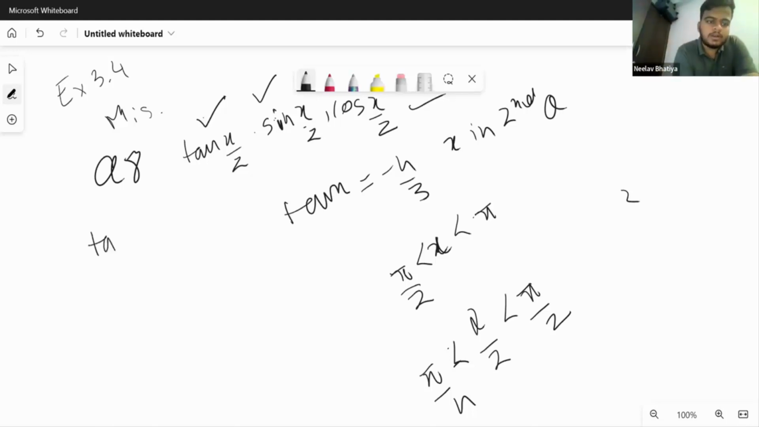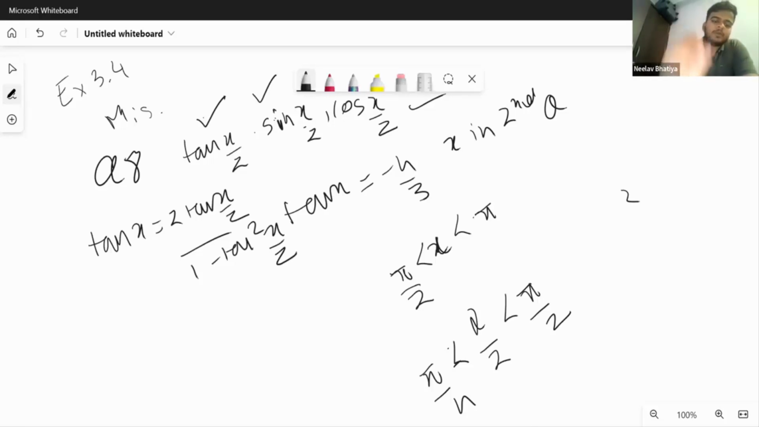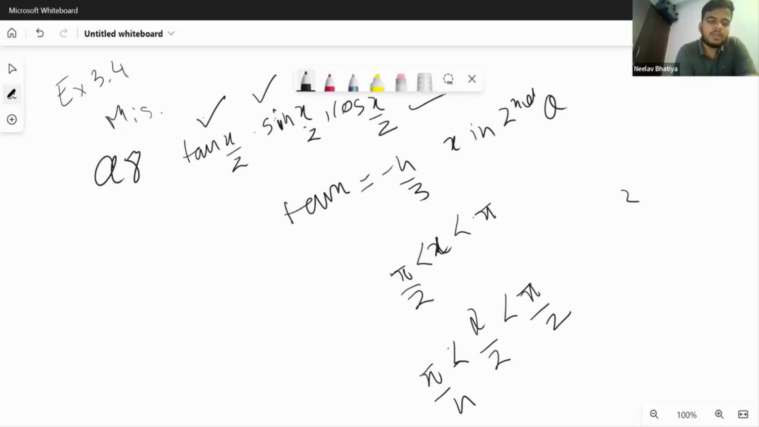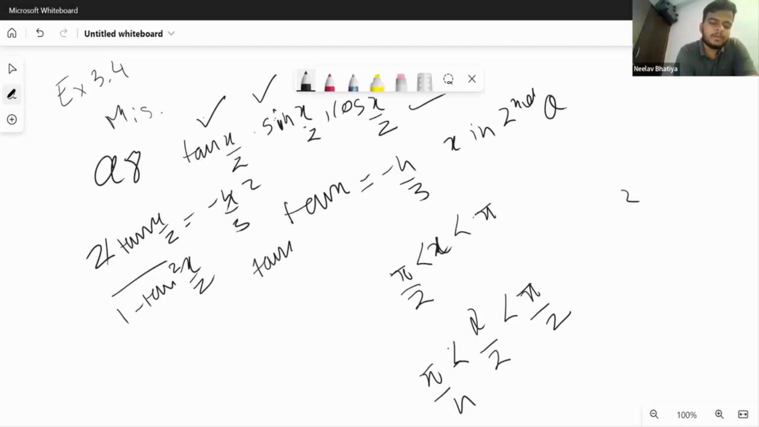So tan x could be written as 2 times tan x by 2 upon 1 minus tan square x by 2, because x could be expressed as being sum of x by 2 and x by 2, correct? So can I write 2 times tan x by 2 upon 1 minus tan square x by 2 as equal to minus 4 by 3? I can write that, right? Because I've expressed the formula of tan x by 2 earlier as well. I can cancel these two outs. I can now, for the sake of solving this quadratic equation, assume tan x by 2 equal to y, correct? So I have y upon 1 minus y square equal to minus 2 by 3.